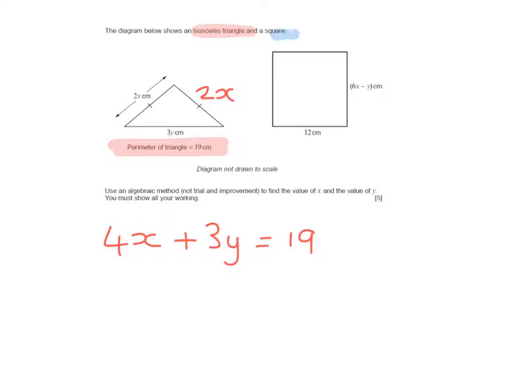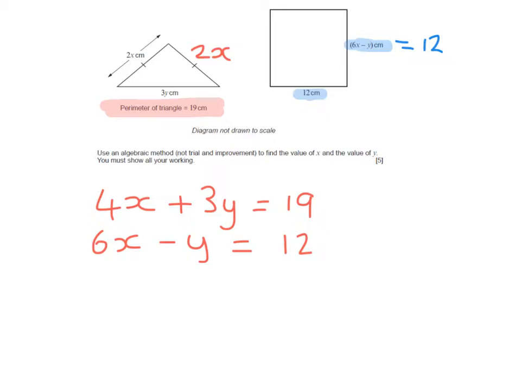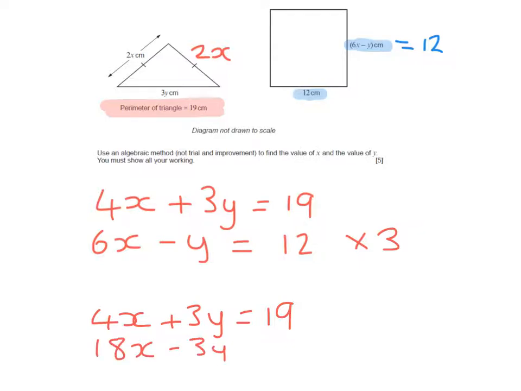And for the second shape, I know it's a square, which means that this side is exactly the same as this side. So I know my square will equal 12. So I'll have 6x minus y equals 12. I need to make both equations the same for the y's, so I multiply this one by 3. So I've got 4x plus 3y equals 19, and I've got 18x minus 3y equals 36.